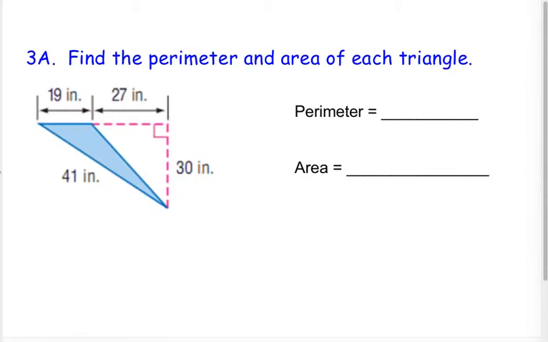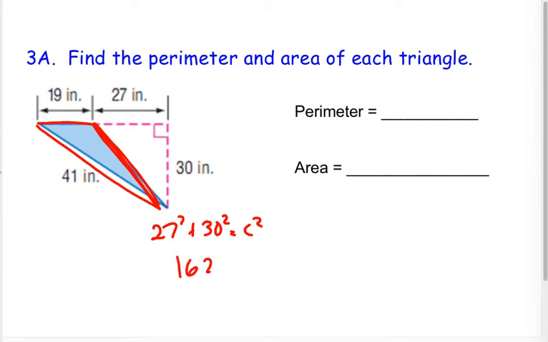So figure out the perimeter and the area. Again, this is 41, this is 19. I don't know what this side is, so I've got to use the Pythagorean theorem. So 27 squared plus 30 squared is going to be equal to c squared. So that's going to be the square root of 1629, which is 40.36. So this is going to be 40.36.